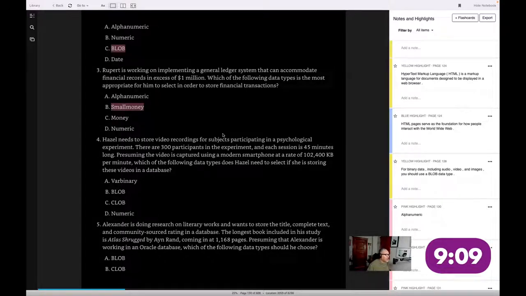Hazel needs to store video recordings for subjects participating in a psychological experiment. There are 300 participants in the experiment, and each session is 45 minutes long. Presuming the video is captured using a modern smartphone at a rate of 102,400 kilobytes per minute, which of the following data types does Hazel need to select if she is storing the videos in a database? I'm going to go with blob as well for this.